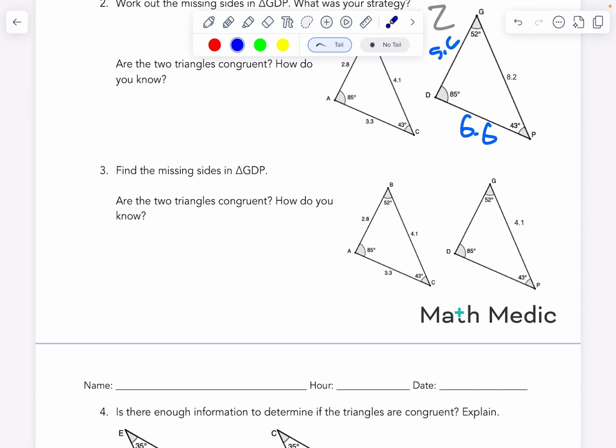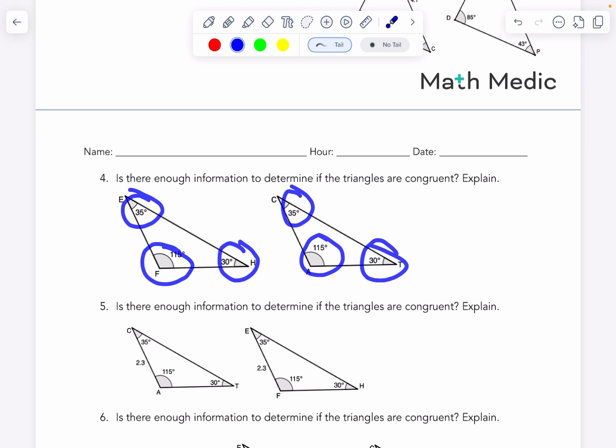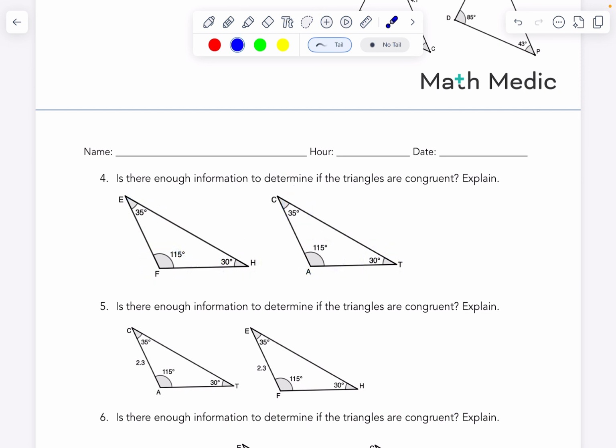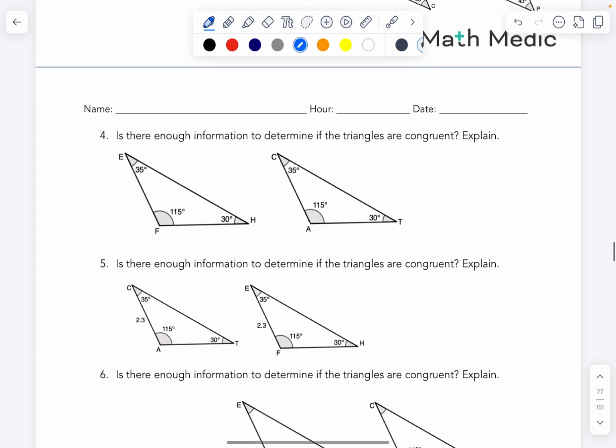All right, we're going to skip number 3 and move on to number 4. Number 4, can I figure out if these two triangles are congruent? Well, let's look. 35, 35, 115, 115, 30, and 30. So they give me 2 triangles with the exact same angles. Do I know if they're congruent? Well, let's look back up to number 2. I had 2 triangles that had the exact same angles, but they had different sides, and we said that those were not congruent. So no, I have no idea if these triangles are congruent. Why? Well, they look similar, but I don't know if we can say that they're congruent.